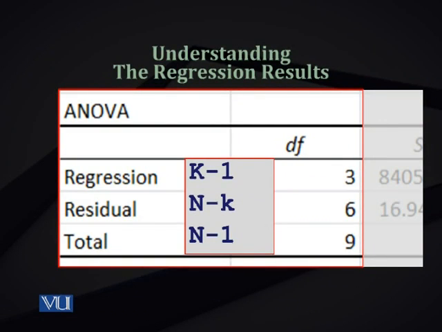Basically, 3 is your value, K minus 1, where you remember K is the number of restrictions imposed, which is equal to the number of parameters. So if we have 3 independent variables, we'll have 4 parameters because we have an intercept as well. So we have 4 parameters in this case, so K minus 1 is 3. The residual degree of freedom is N minus K, that is 10 minus 4, which is 6. And the last one is N minus 1, which is 9.